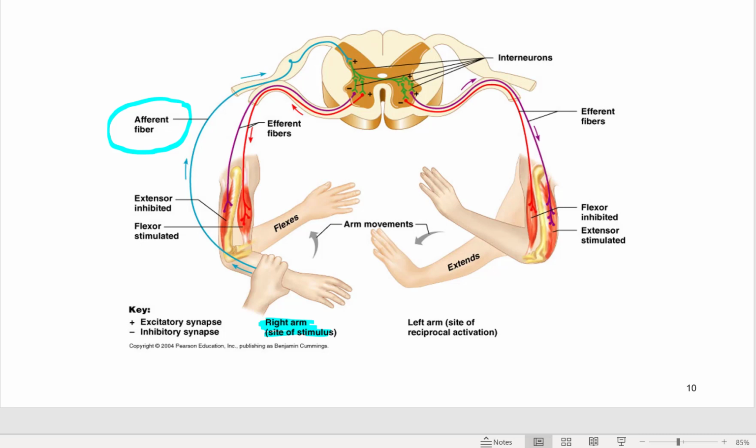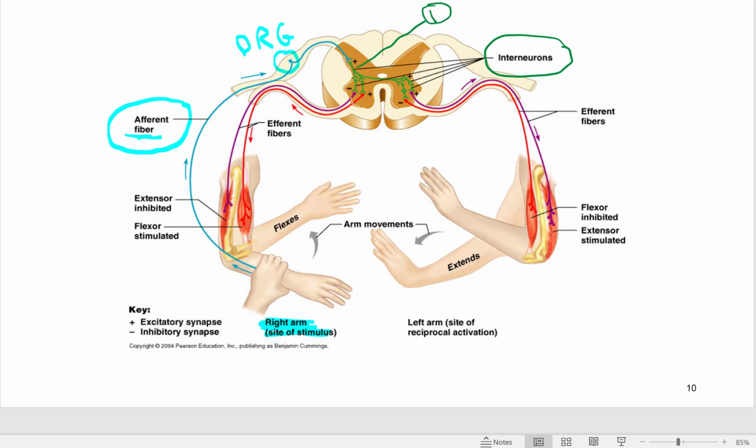So again, in blue, we see the afferent fiber. It travels through a dorsal root. We can see the cell body in the dorsal root ganglion. And in green, we're seeing interneurons. And we're seeing a lot of interneurons here. We see this first interneuron. I'm going to label it as number 1.